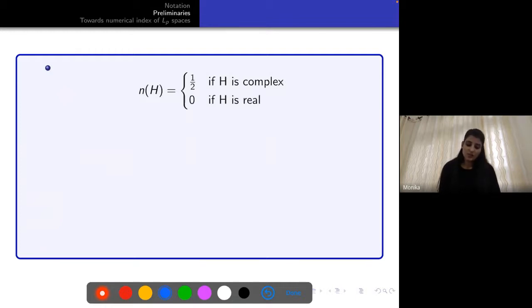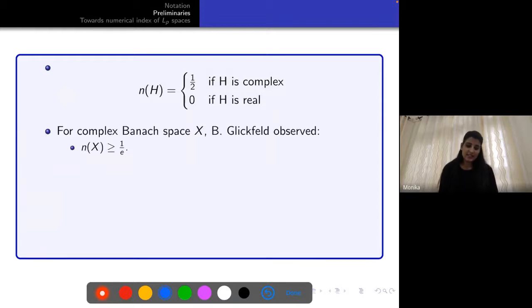And it was observed by Glickfeld in 1970 that, here H was our Hilbert space, now we are in the Banach space setting. So in a complex Banach space, the numerical index is bounded below by 1 over e. And he actually found an example where the numerical index of the Banach space was 1 over e, meaning this 1 over e is the optimal constant.